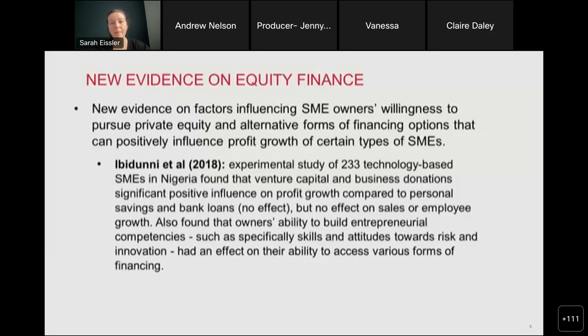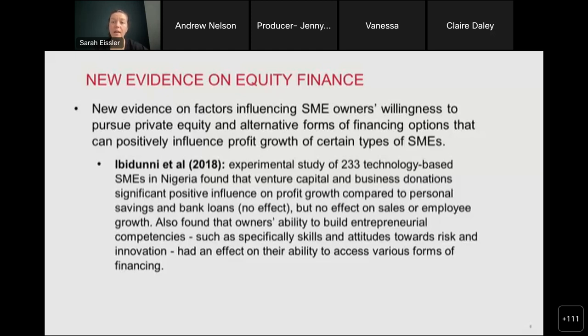So first we'll talk about a study published by Ibiduni et al. in 2018 that assessed the outcomes of 233 technology-based SME owners' financing strategies in Nigeria using a survey-based experimental design. They found that venture capital and business donations significantly influenced the profit growth of these SMEs compared to personal savings and business loans, which did not have a significant effect on profit growth. And that while the venture capital and business donations did have a significant positive effect on profit growth, they did not have a significant effect on sales or employee growth.